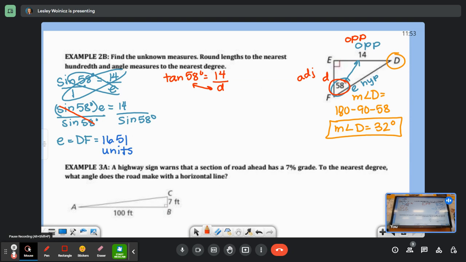If it feels better to cross-multiply still, then by all means, but it will make you a lot faster if you can just say, oh, it'll be d equals 14 divided by tangent of 58 degrees. Do you see what I just did? I just switched their spots because that's what happens every time we cross multiply. Everybody happy with that?